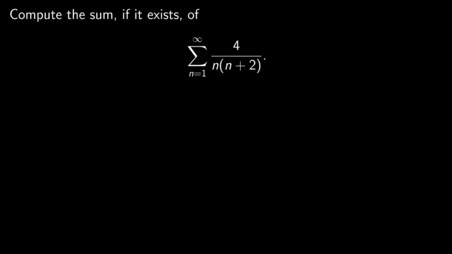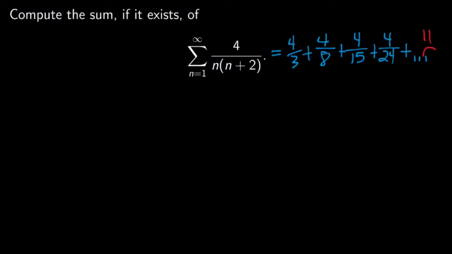Another example computing the sum of a series or proving that it's divergent. 4 over n times n plus 2. So you could write out a few terms, but I don't really see any clear patterns. I already know this isn't a geometric series. So far this guy's not making me very happy. But you know what? You have another trick in your arsenal.